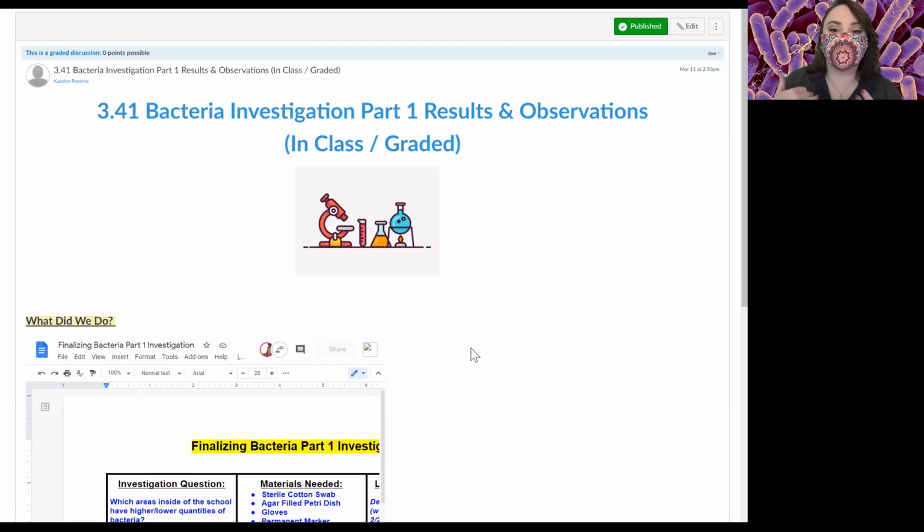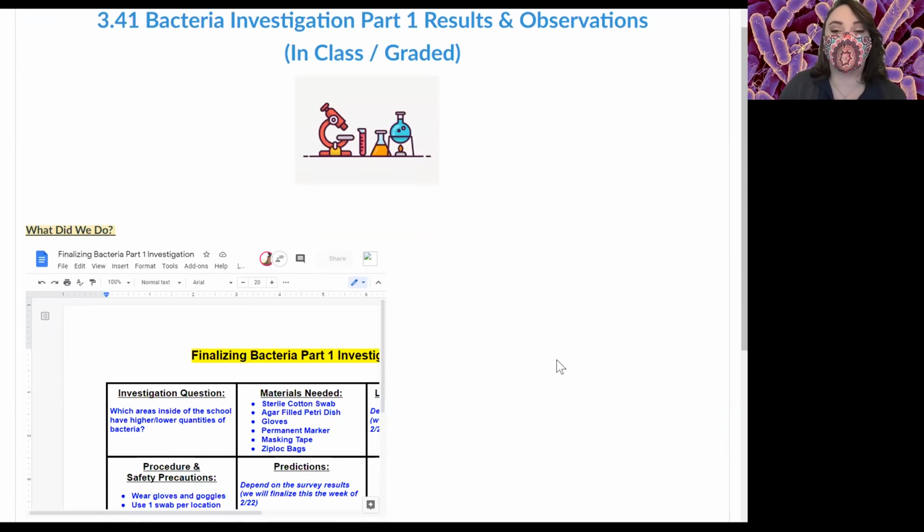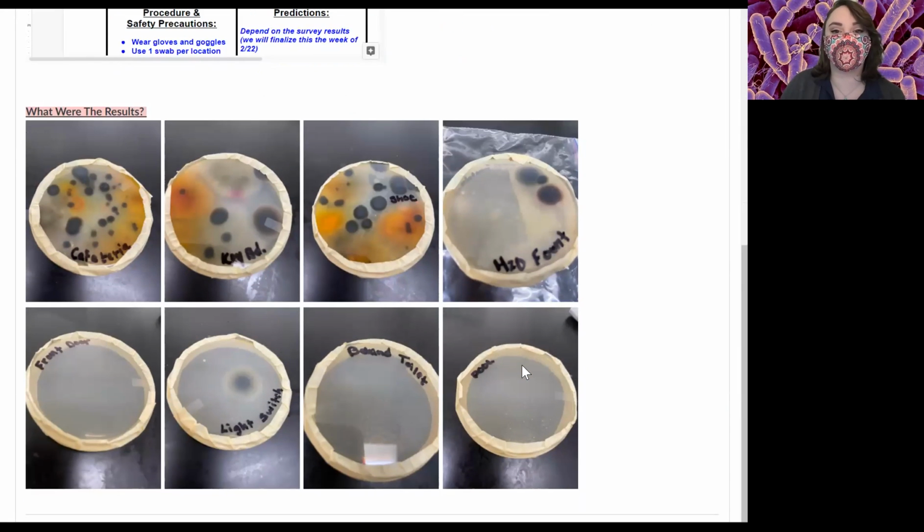So our first investigation, we were just trying to see which areas of the school had higher or lower concentrations of bacteria. You guys had completed a survey to tell me which areas of the school you wanted me to swab. And I have the results right here. So let's take a second and look at these.